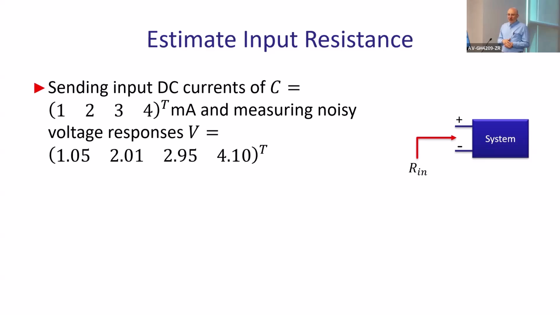Obviously, this will not give you a single possible solution. Why? Because the measurements contradict each other, clearly. One time the voltage is 1.05, another time it's 2.01 divided by 2, which could be similar, but the third one is very different. So some of them match, and some of them don't match at all.